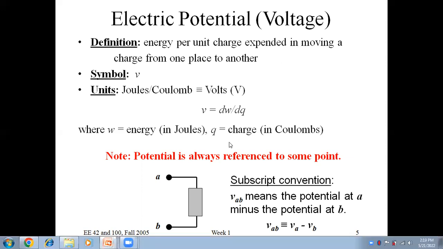The potential is always referred to some points. The convention for the potential between points A and B is VAB. It means the potential at A minus the potential at B, that is VAB is equal to VA minus VB.